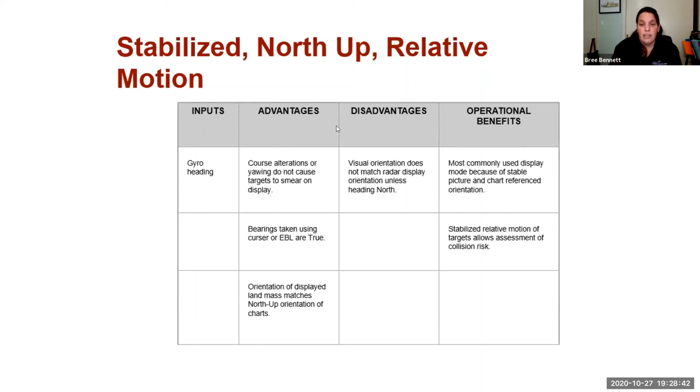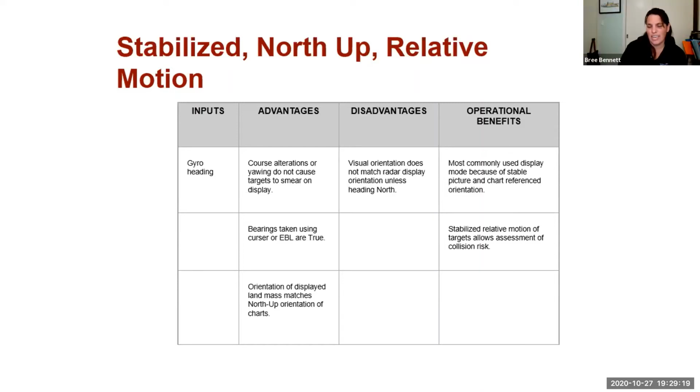I'm pretty sure we're going to go over this again. Yep. And you would say that you typically have it stabilized north up, relative motion? Yes, that is most likely how you're going to see your radars. It's funny, I use an iPad for deliveries, and almost all of the charting software out there now gives you the option to do either. And I would say I just default to north up all the time.